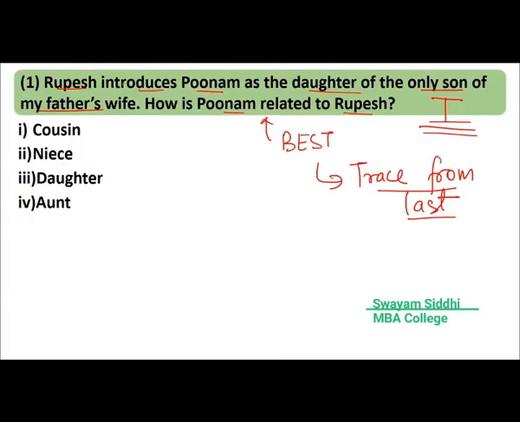Now what is the sentence? Rupesh introduces Poonam as the daughter of the only son of my father's wife. This is the main sentence from where we will get the relation. What is the last thing? My father's wife. Now instead of Rupesh, consider yourself in the place of Rupesh. So my father's wife is nothing but my mother.